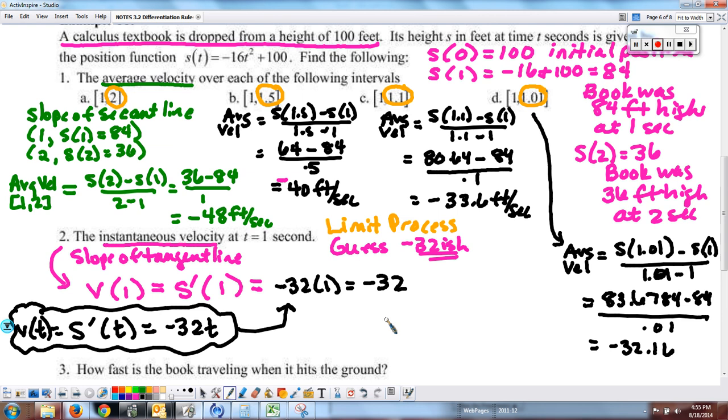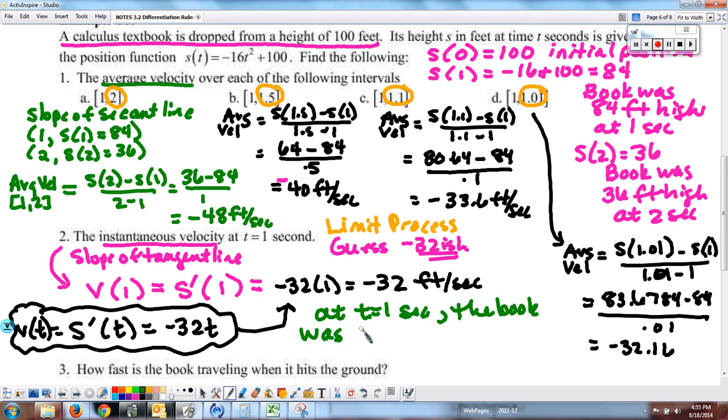So I don't have to do the long limit definition. I don't have to do the difference quotient with the limiting process. I can use the shortcut in order to calculate this. I want to always put my units, and then just because we're going to start practicing our interpretation of this, what did we just find? What we found is that at t equal to 1 second, the book was, and because this is a negative velocity, we know that we were falling at 32 feet per second.